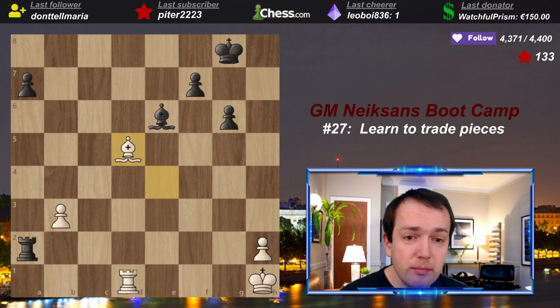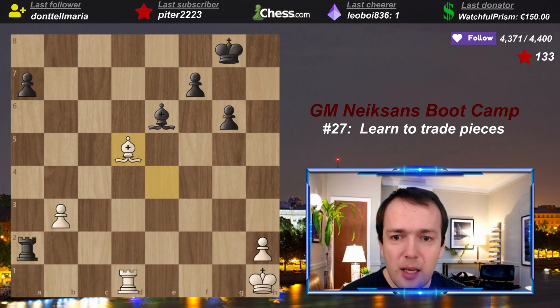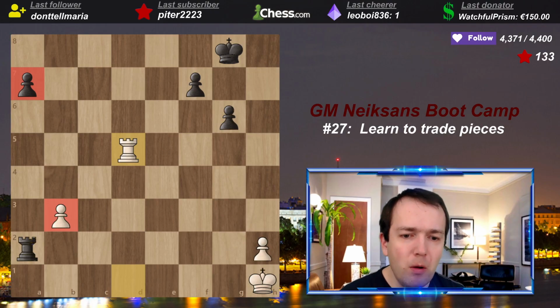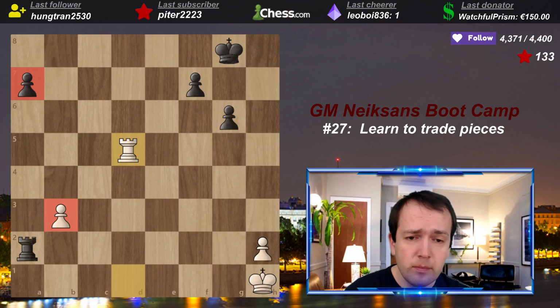And again, he understands that trading pieces should be good. And we go into the rook endgame. And then, presumably, I somehow manage to trade the pawn for the pawn and escape in a rook endgame. That's very traditional.